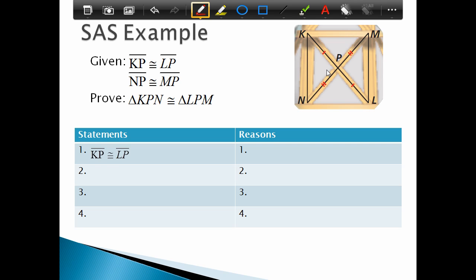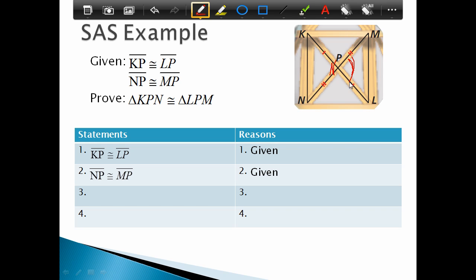I've got KP congruent to LP. Once again, the reason for that is it's given. It's right there. And we've got the other one, NP congruent to MP. Once again, given. It's already on the picture for us. Now we have the two sides. I need to somehow get that angle in the middle, the angle that makes the bow tie there in the middle.